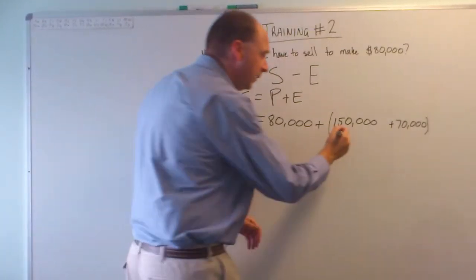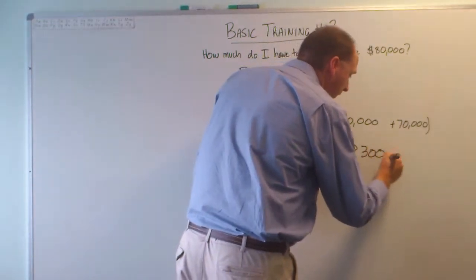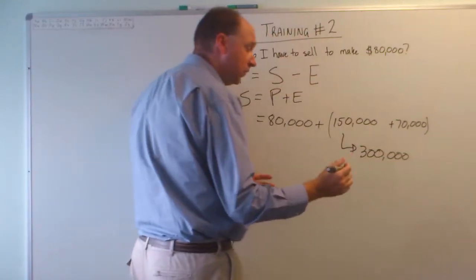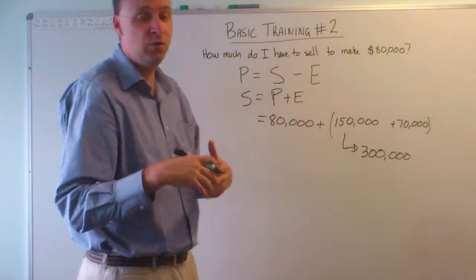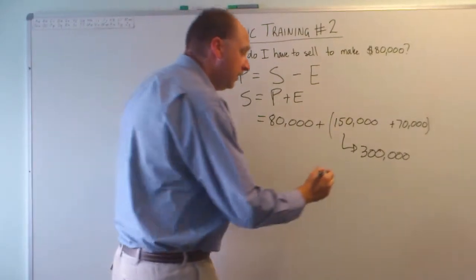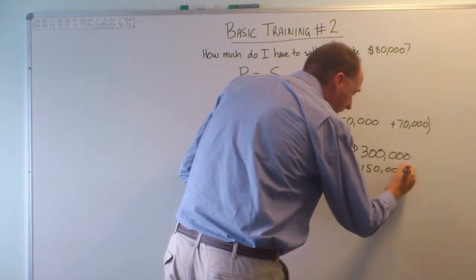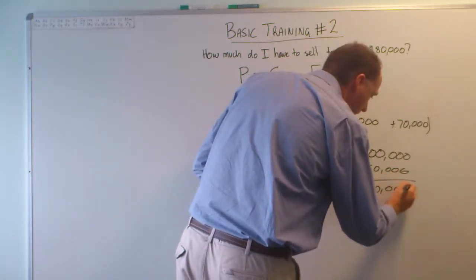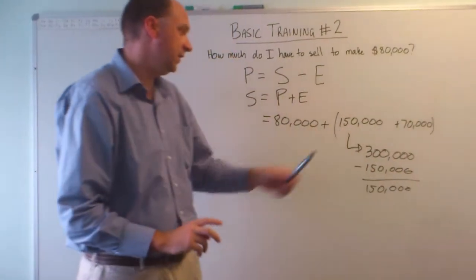Let me just explain that a little bit better. So if you sell $300,000 worth of goods or stock, and if your gross profit margin is 50%, then it's cost you $150,000 in stock, and so that's how we get that $150,000.